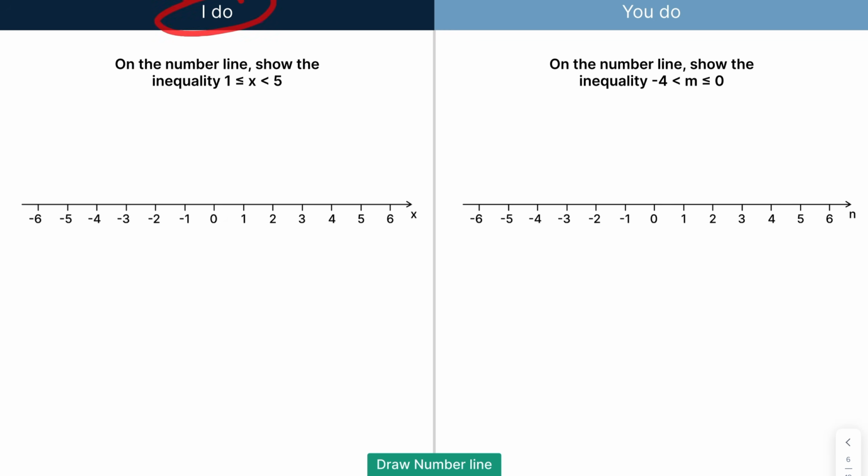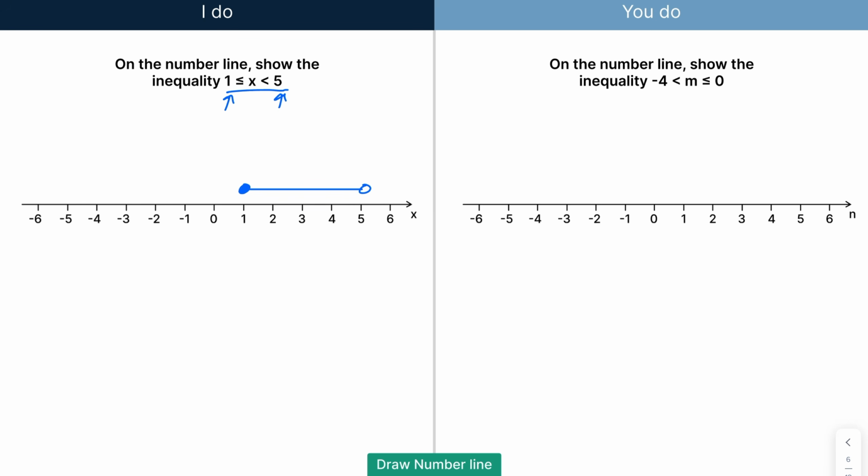The way I'm going to do this is, I'm going to do the example on the left, which is I do. You are then going to press pause and have a go at the example on the right, which is you do. In this case, you've been asked on the number line to show the inequality 1 less than or equal to x less than 5. So we've got this inequality here. The first thing you want to do is just put a circle where 1 and 5 is. So a circle on 1, a circle on 5, connect them together. So these are all the values of the inequality. Now, because this one is less than or equal to, we're going to color this one in. So we're going to have a filled dot here. And that is all there.